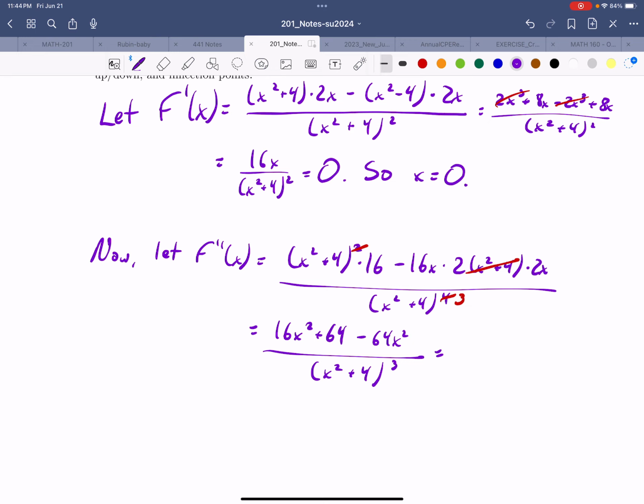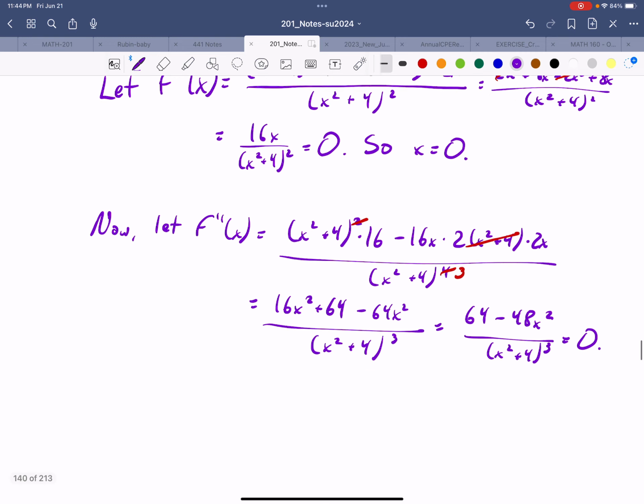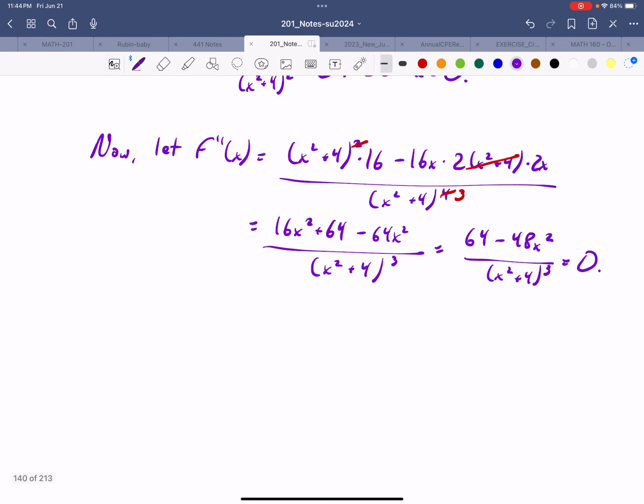And if we simplify this a little bit more, we're going to get 64 minus 48x squared all over x squared plus 4 quantity cubed. And we want to let that equal 0, right? Lovely, right? But it's actually not the end of the world. Again, we know that x squared plus 4 cubed is always positive, so we really don't care about that so much. So we're going to find when just the numerator equals 0. We care only about the numerator.